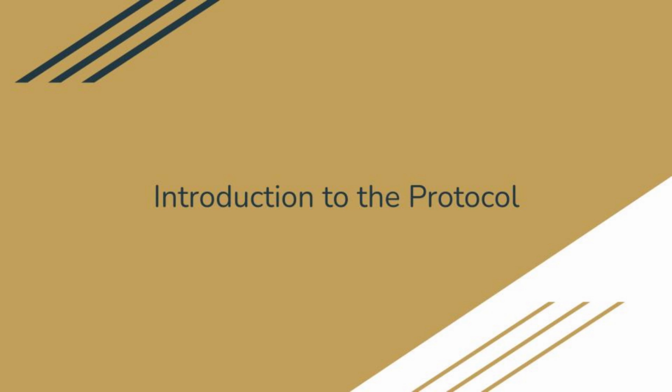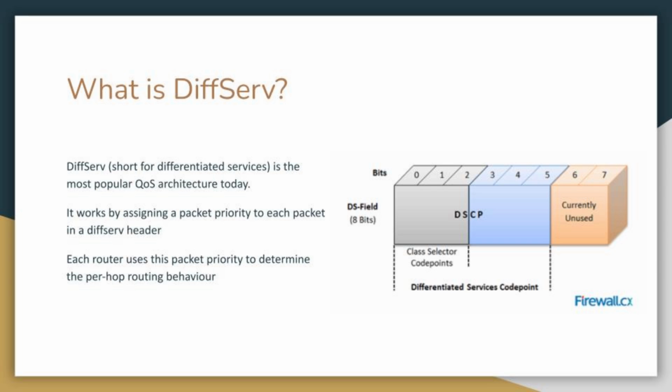To introduce the protocol, I'll discuss a little bit about what diffserv is. Diffserv, short for differentiated services, is the most popular quality of service architecture today. It works by assigning a packet priority to each packet in a diffserv header. The diffserv header is shown on the slide on the right. Each router uses this packet priority to determine the per-hop routing behavior for that packet. This allows the network architecture to guarantee a certain quality of service for each packet priority.